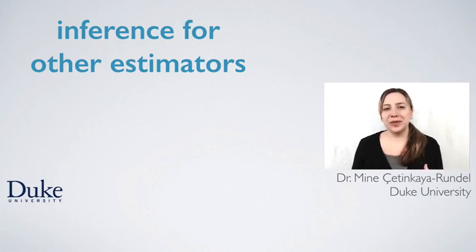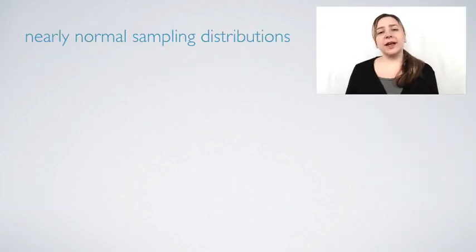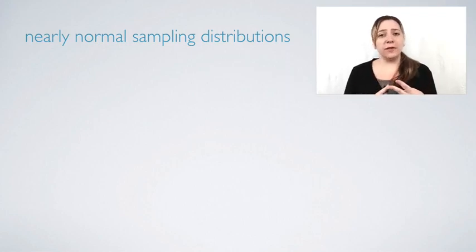We can actually use the same methods for doing inference for a variety of other estimators. We're going to be learning about these in the next 2 units in more detail, but this video is kind of a peek into the unified nature of hypothesis testing and confidence intervals. The methods that we've been learning for doing hypothesis tests and constructing confidence intervals can be easily adapted for any estimator that has a nearly normal sampling distribution.